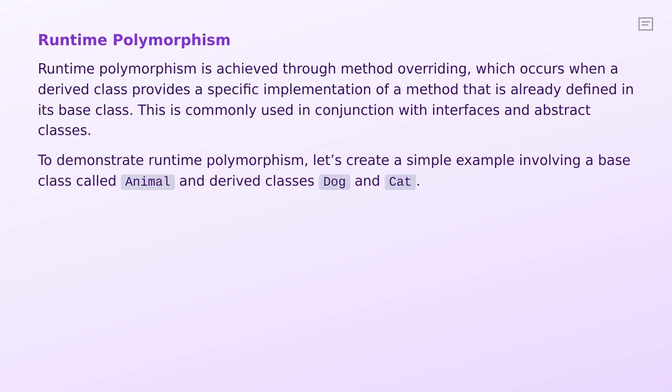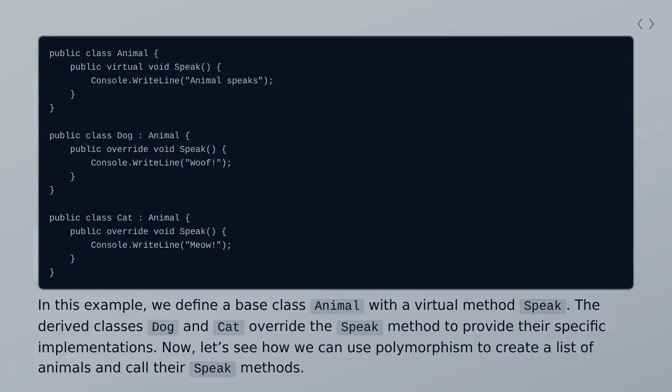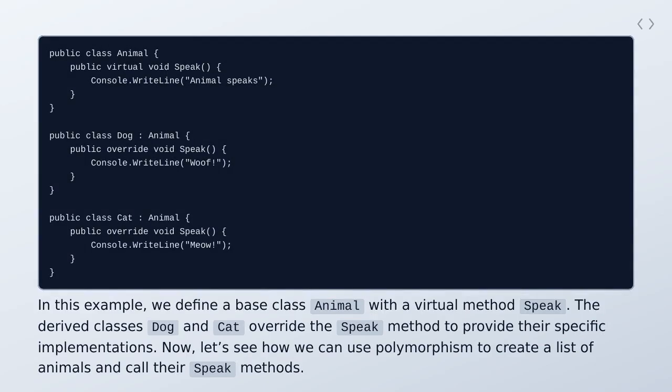So, runtime polymorphism is achieved through method overriding, which occurs when a derived class provides a specific implementation of a method that's already defined in its base class. This is commonly used in conjunction with interfaces and abstract classes. To demonstrate runtime polymorphism, let's create a simple example involving a base class called Animal and derived classes Dog and Cat.